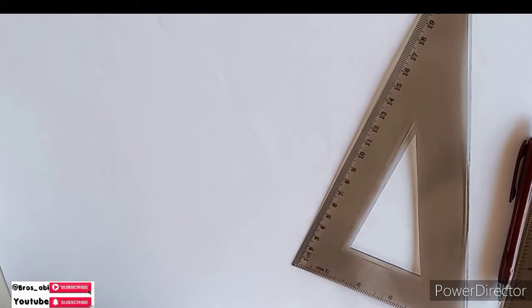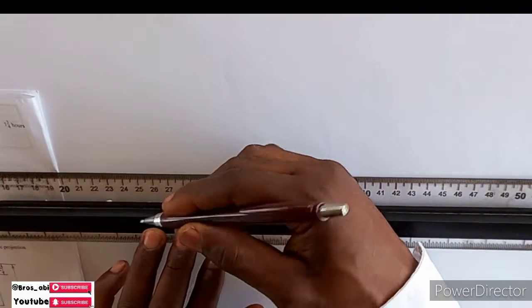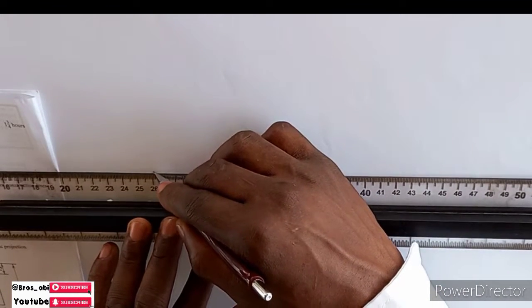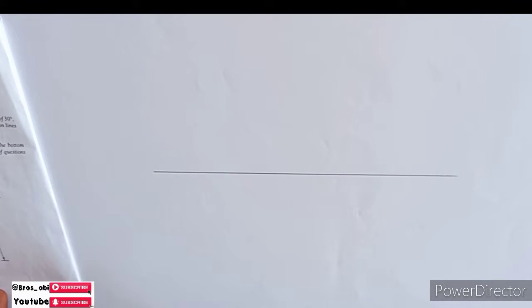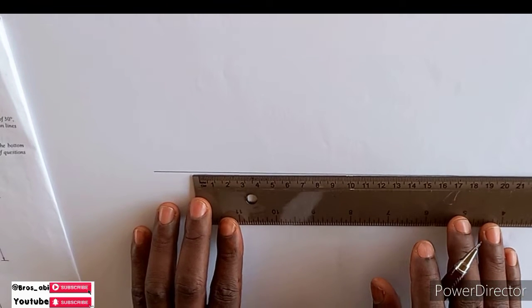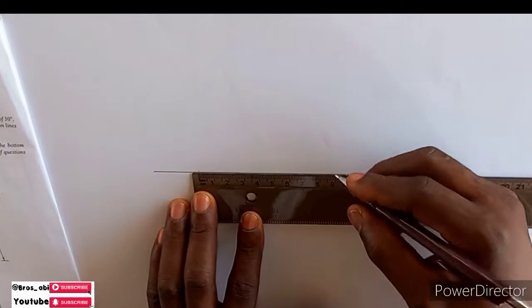I'll be placing my question paper right beside me here. First thing is to draw your plane of projection, your line. Now we can measure on this line. Our base is 80 for this front elevation. It says draw the given view with the plan, so we have to draw this given view first. So let's measure on this line 80. This is 0 and this is 80.